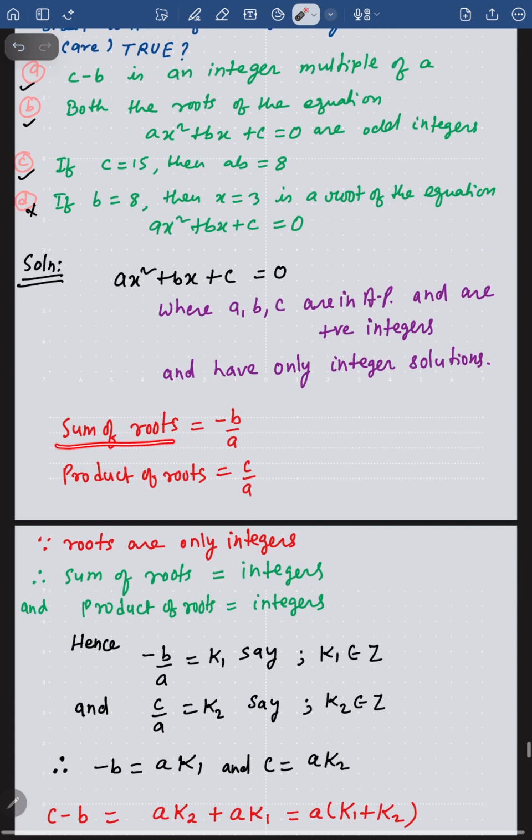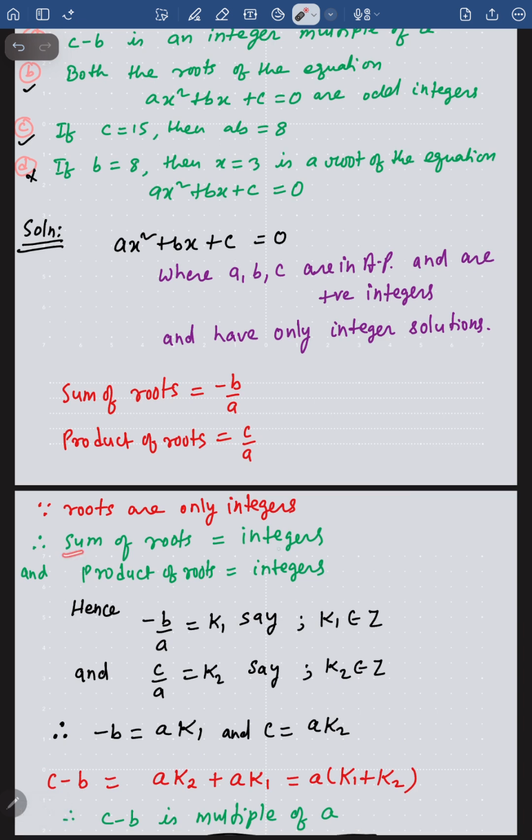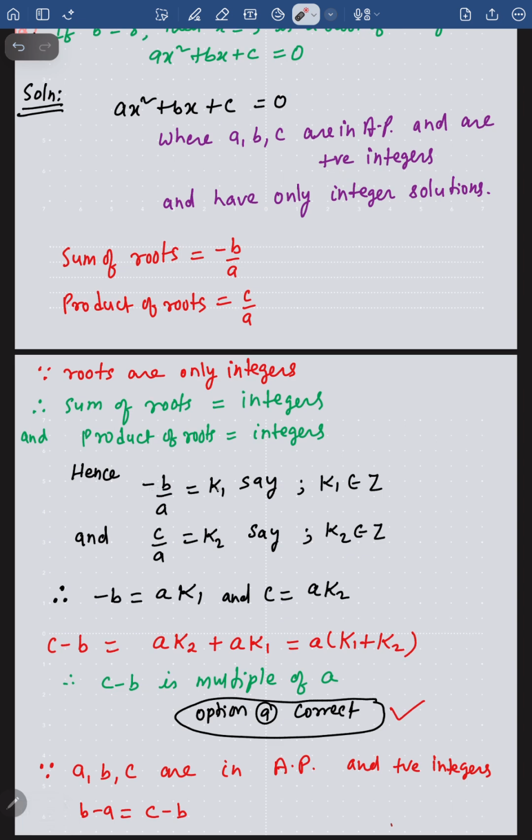Now you know the sum of roots formula, minus b upon a, and product of roots, c upon a. As roots are only integers, the sum of roots will also be an integer, and the product of roots will also be an integer. So minus b by a equal to k1, where k1 belongs to Z, that is integer. Similarly c by a equal to k2, where k2 is an integer. So we can write minus b equal to a k1, and c equal to a k2.